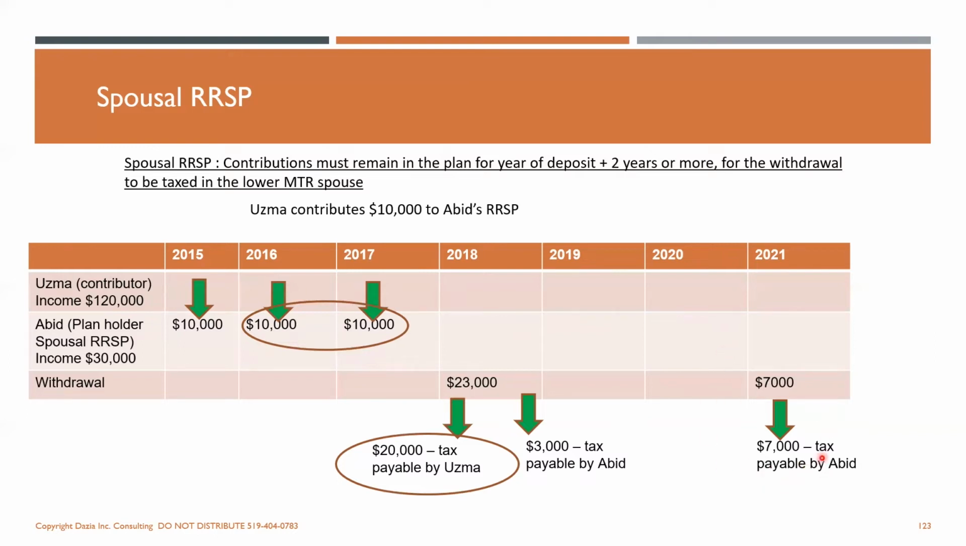So it is always advisable that the higher earner contribute to the lower earner's spousal RSP. The benefit of that is that after 3, 4, 5 years, more than 3 years, they should be planning to start to take it out. And then when they take it out, the lower tax bracket person will pay taxes on it.